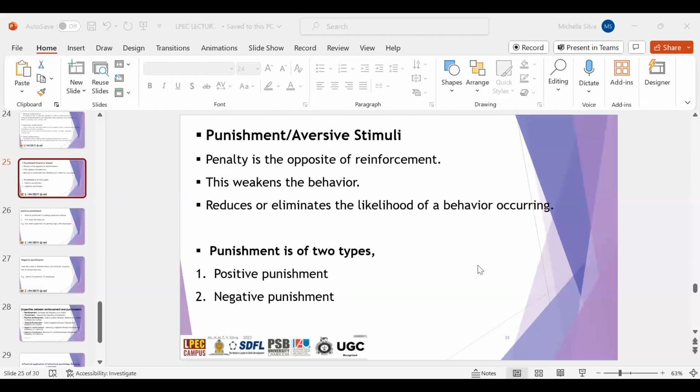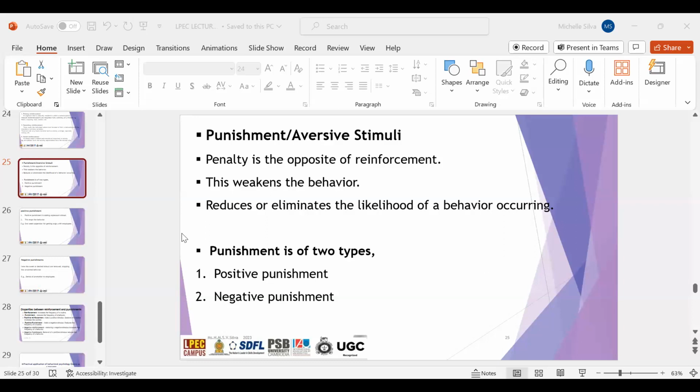Okay, now let's try to understand punishment. When we are talking about punishment, always try to focus on discouraging a certain behavior. Always try to weaken the behavior. So in punishment, we try to reduce the likelihood of a behavior occurring. As with reinforcement, punishment can also be of two types: positive punishment and negative punishment.